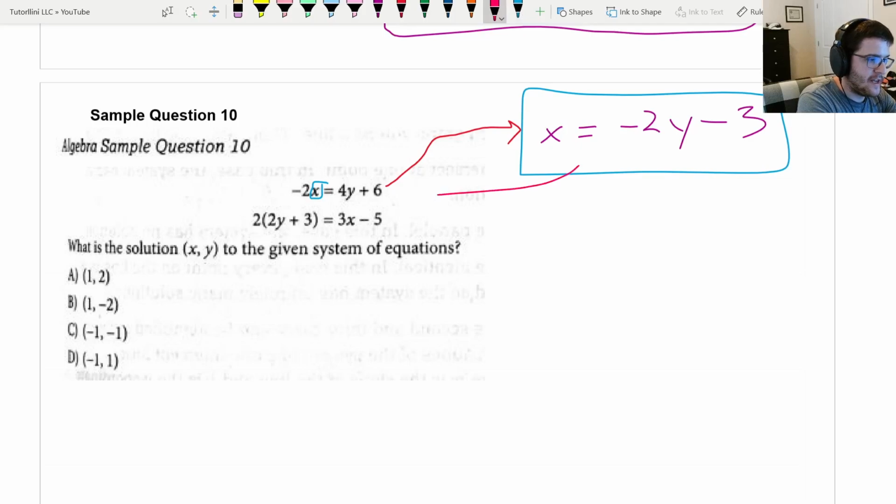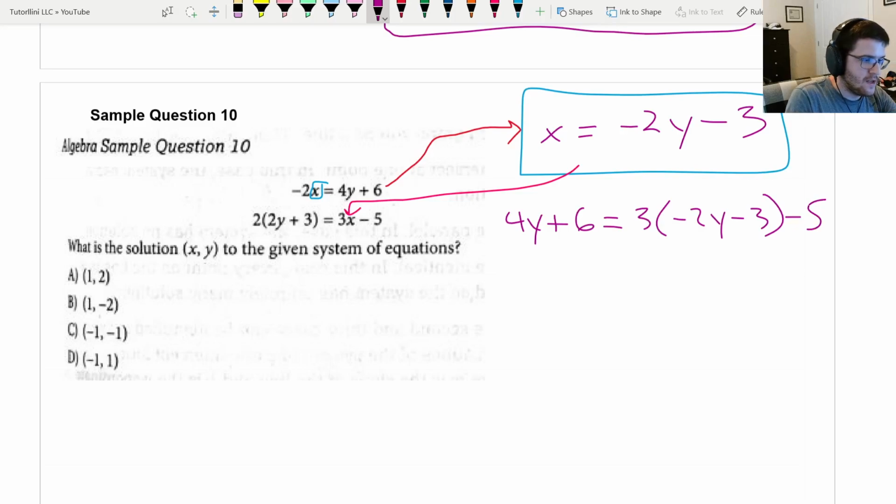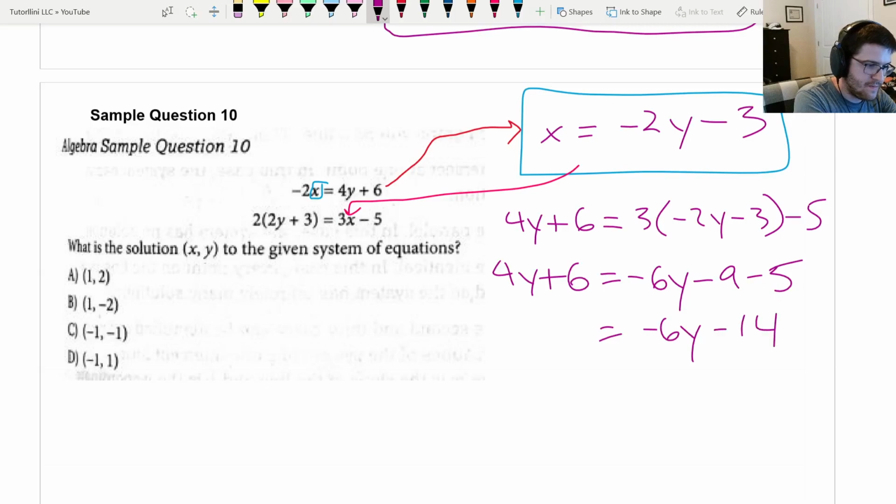And now we're going to plug that in to the other equation. So we get 2 times 2y plus 3. Why don't I just distribute that while I'm at it? So 4y plus 6 equals 3 times -2y minus 3 minus 5. So everything is the same, except I distribute on the left side, and we replace x with -2y minus 3, which is fine because it's equal to that. Okay, now I'm going to distribute: 4y plus 6 equals -6y. 3 times -3 is -9. -9 minus 5, that should be -14.